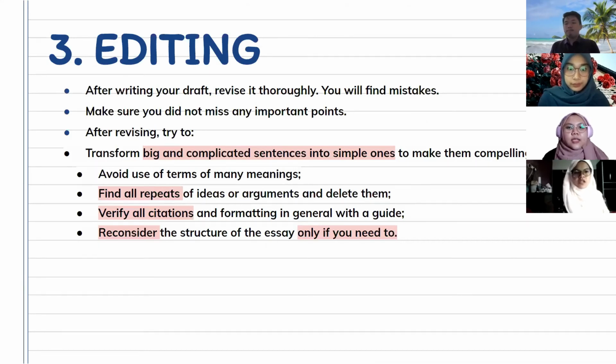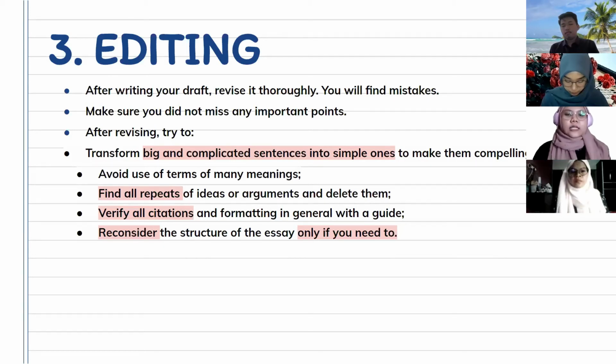So the third step is editing. Okay, after writing your draft, which I call draft. It's actually an essay, but I call it a draft because it's not finalized yet. So after writing a draft, revise it thoroughly. Revise it. You read it again. You try to find mistakes, and you will find mistakes. And make sure you did not miss any important points. All the important points from your outline, make sure it's in your essay. Okay? Are you following me?